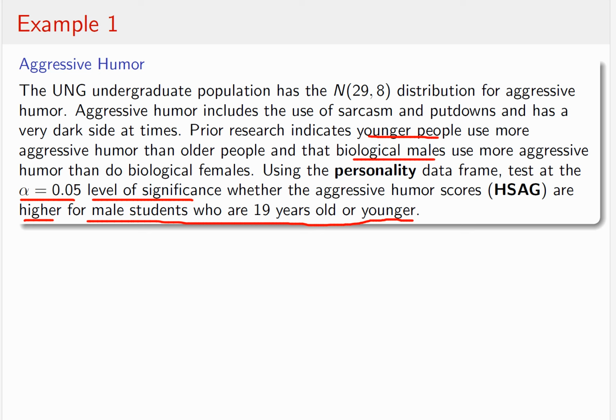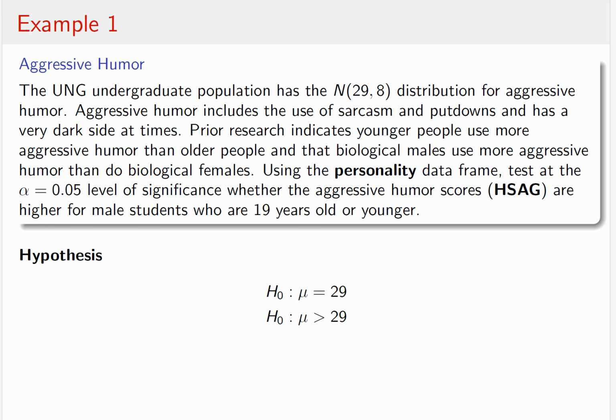We're going to have, sorry, let me get rid of the marks. We have the hypothesis, okay? And let's just quickly go over this. The null hypothesis, H sub 0, is that the average is 29. What average? The average of these male students who are 19 years old or younger, right? We're collecting data on these folks, and we're testing to see whether or not the average is equal to 29.